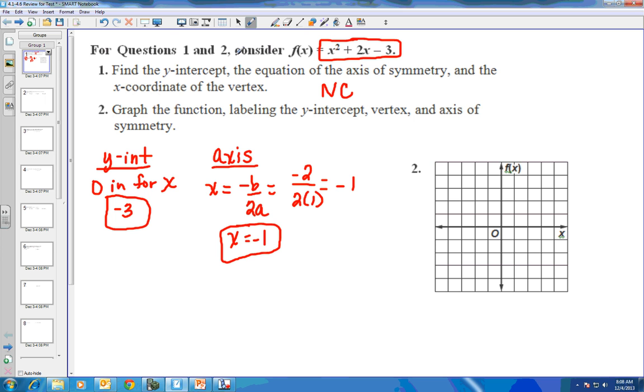And then the other thing I'm supposed to find is the x-coordinate of the vertex. The x-coordinate of the vertex is the same thing as my axis of symmetry. So my x-coordinate is x equals -1. So all of that was my answer for number 1.